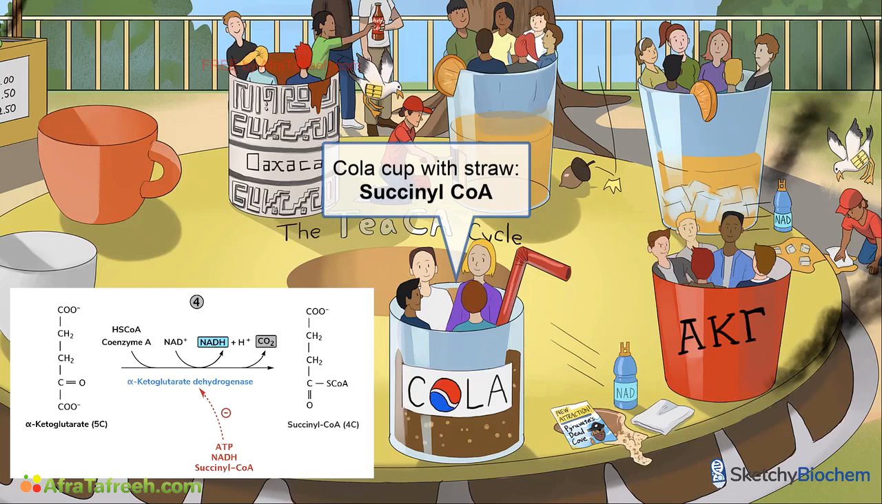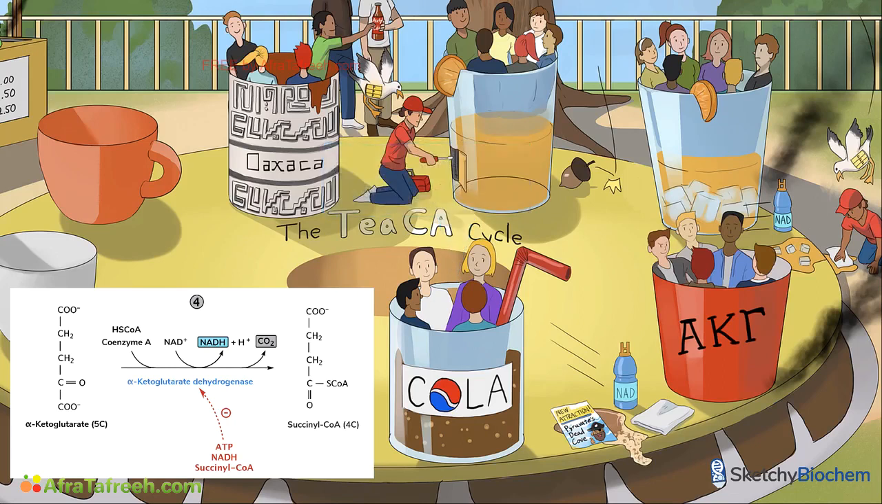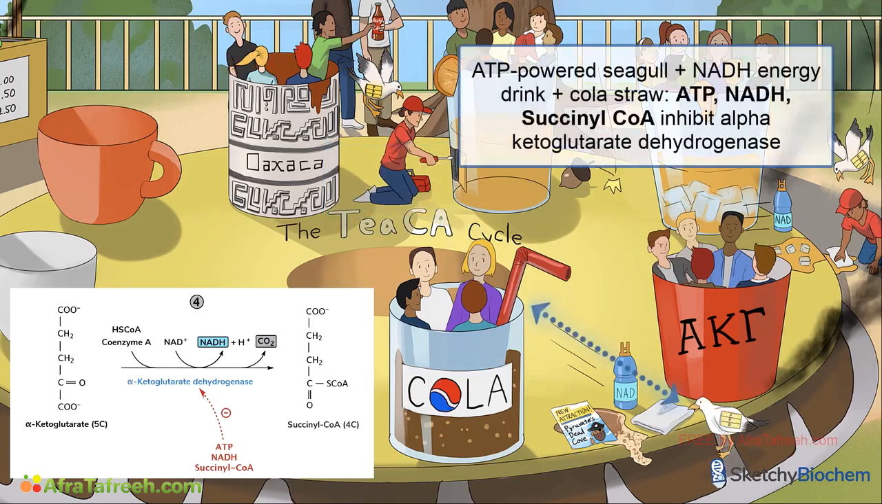Our product in step 4 is succinyl-CoA, and our next group of 4 people are sitting in a cola cup with a straw, which is used for sucking cola, or succinyl-CoA. Another pesky ATP-powered seagull, but this time it's grabbing that beer-soaked towel, kinda like how ATP shuts down alpha-ketoglutarate dehydrogenase. NADH also inhibits alpha-ketoglutarate dehydrogenase the same way ATP does. Succinyl-CoA also inhibits alpha-ketoglutarate dehydrogenase, but through product inhibition.